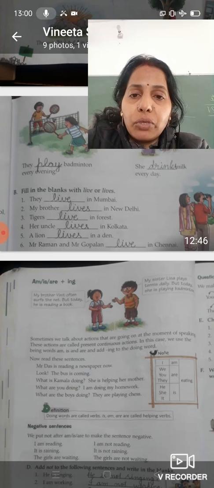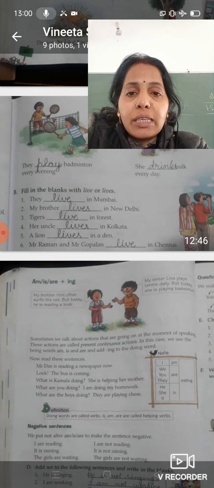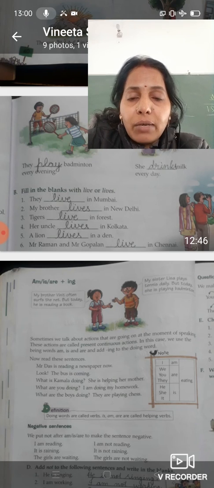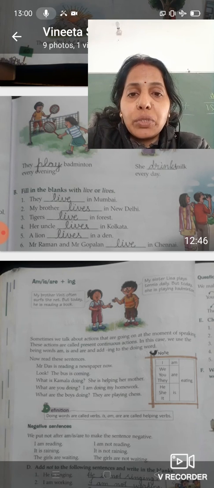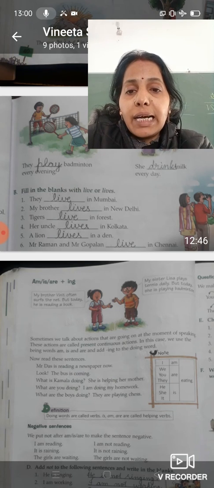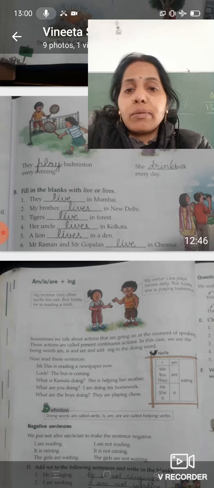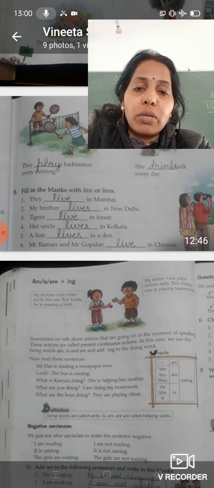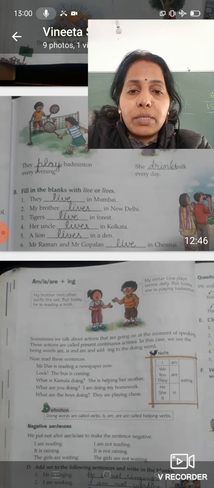Question B you are seeing on the mobile screen. Fill in the blanks with live or lives. So I already told you the rules. With I, we, you, they, you will write the verb without S or ES, and with singular pronouns like he, she, it, you will use S or ES where it is needed.